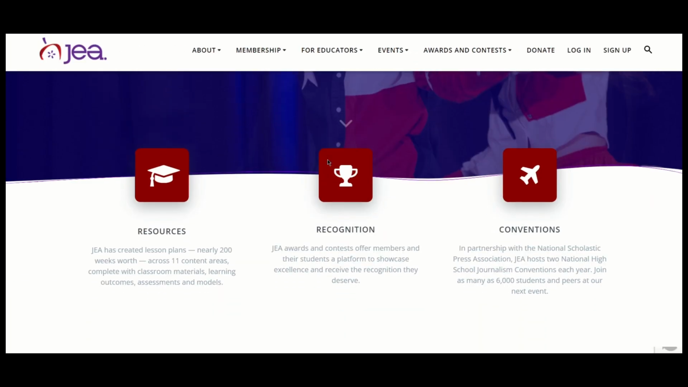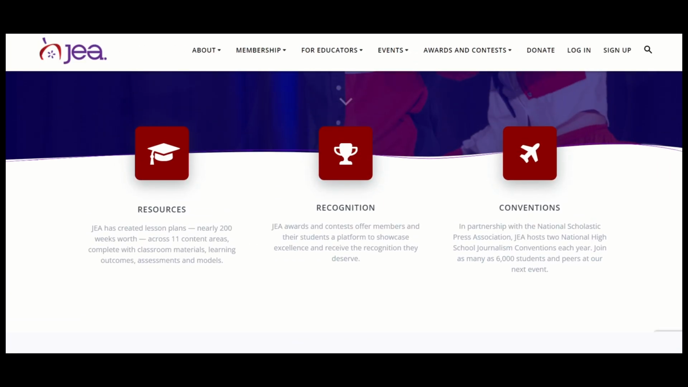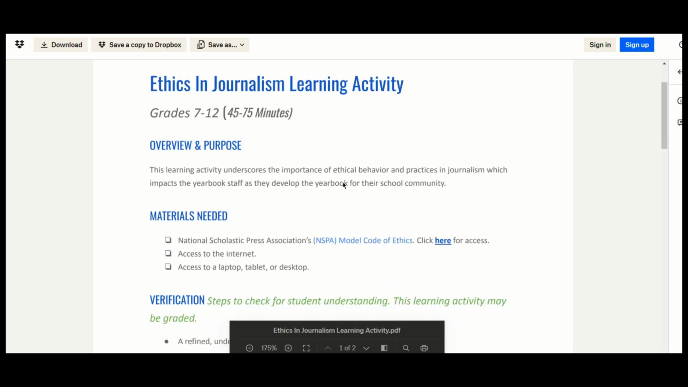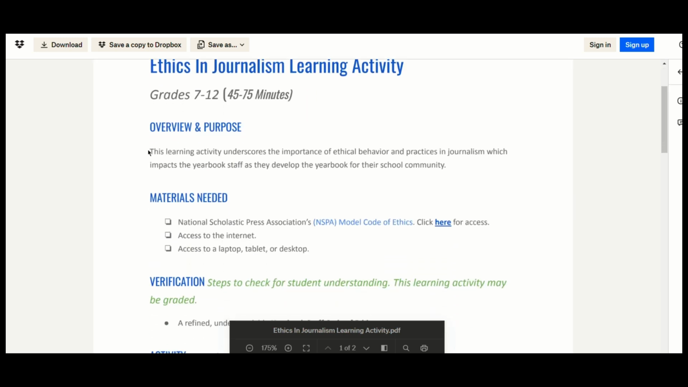Advisors are able to use this website as a guide when they speak on journalistic ethics. This website also includes curriculum and journalism education model guidelines. As you can see, we've created a learning activity or a lesson plan for many of the topics we cover. We've included a quick overview and purpose for each one. The purpose of this one is to underscore the significance of ethical behavior and practices in journalism.